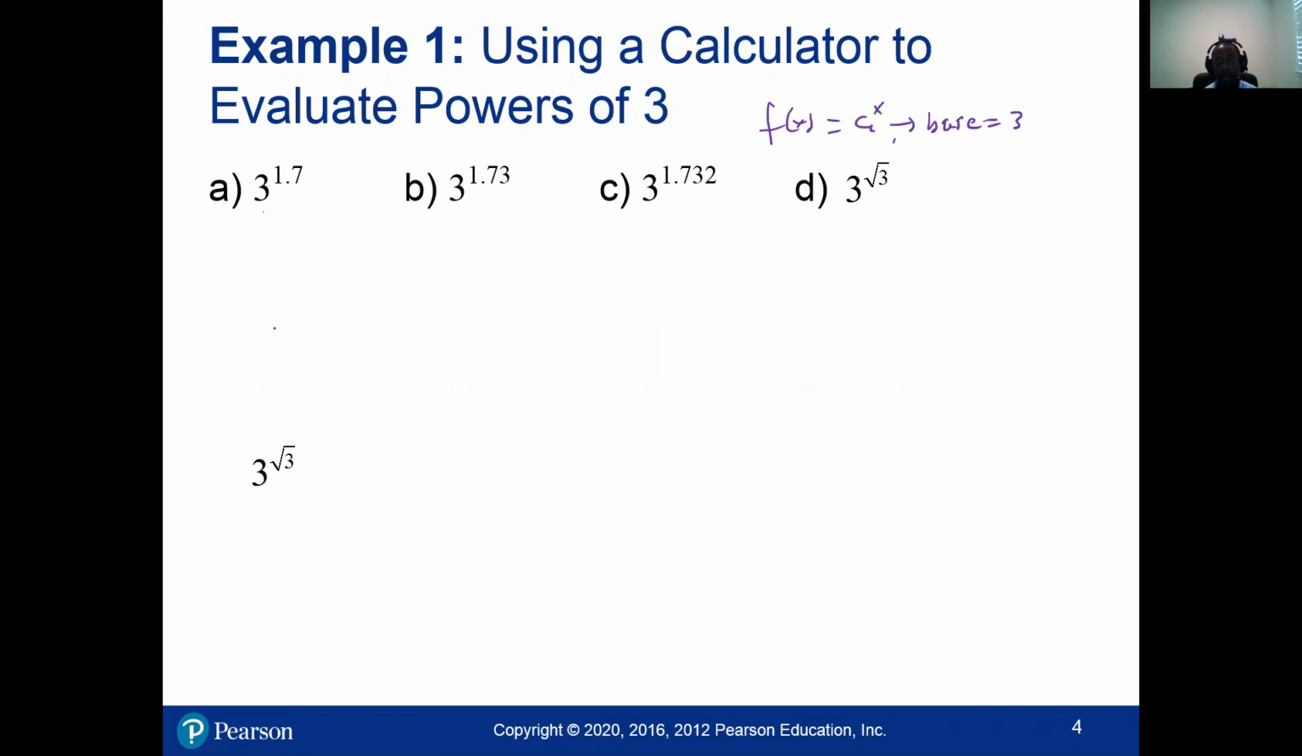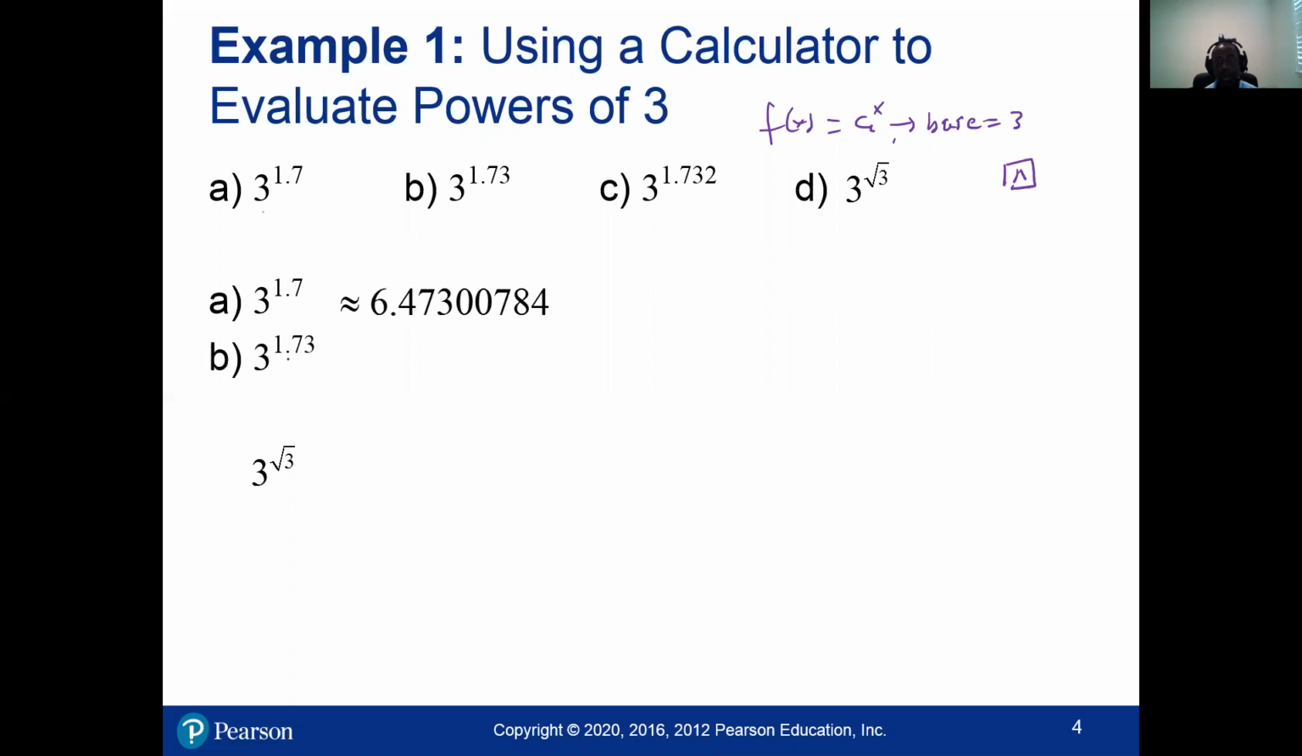For my calculator, I have the TI-83. If I want to evaluate 3 raised to 1.7, I punch 3 first, then I use this key, then raised to 1.7, and then I enter. That should give me 6.473000784.